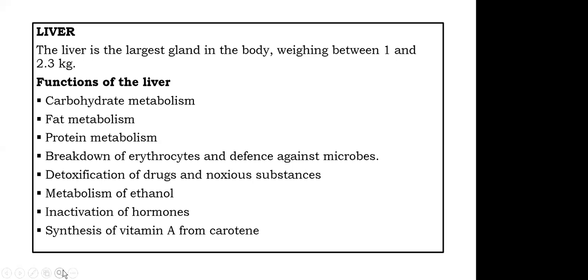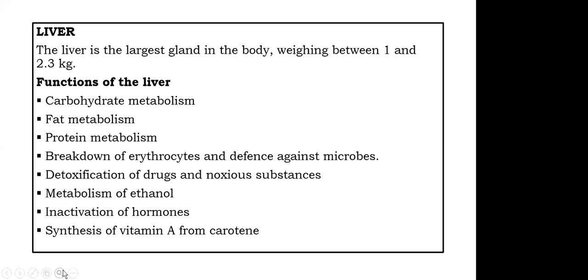Like, inactivation of insulin, glucagon, cortisol, aldosterone, thyroid, and sex hormones. Synthesis of vitamin A from carotene. Carotene is a provitamin that is found in some plants like carrots, green leafy vegetables, all these things. So it will synthesize vitamin A from carotene that is available from the food that we eat.